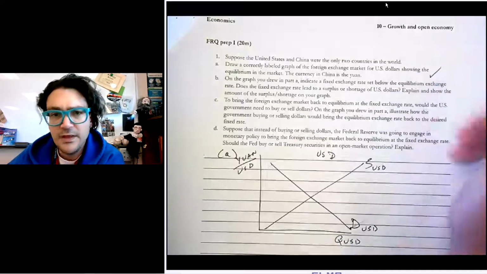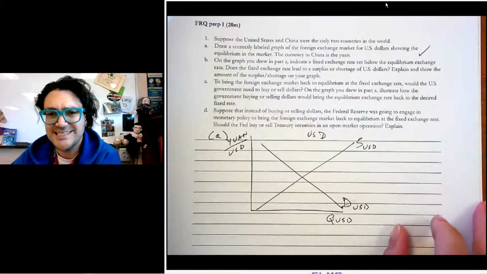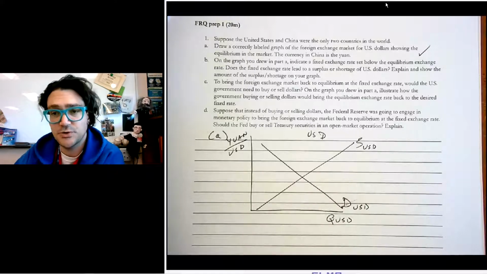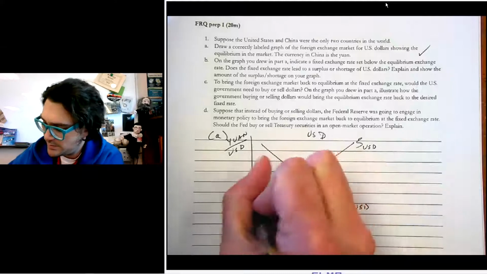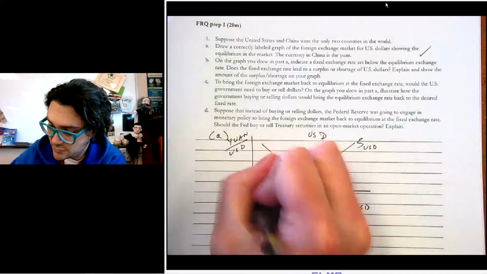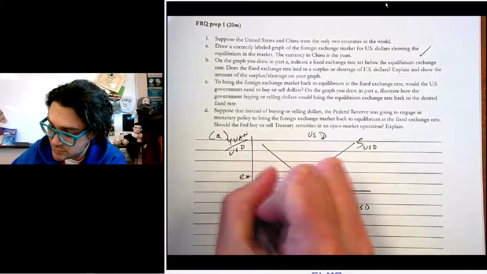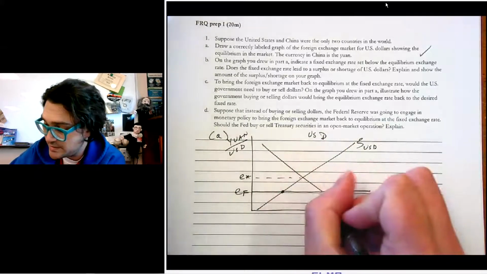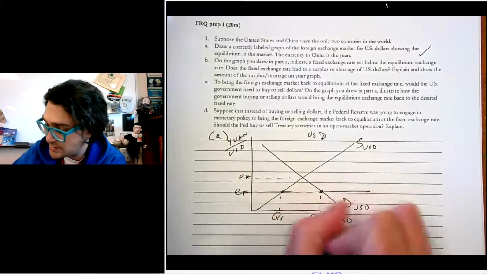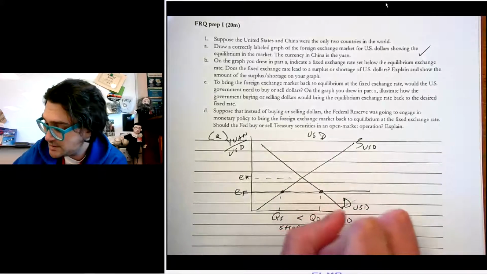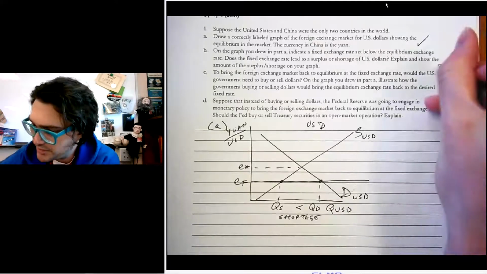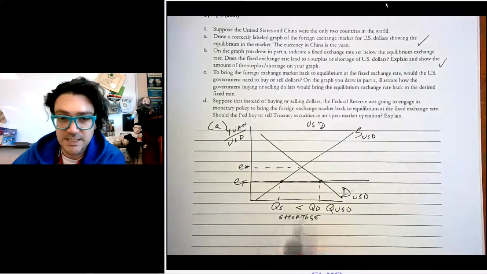That one's done. On the graph you drew in part A, indicate a fixed exchange rate set below the equilibrium exchange rate. Does the fixed exchange rate lead to a surplus or shortage? Explain and show on your graph. So if it's below, then that's the equilibrium, and then that's, we'll just say EF, the fixed rate. And we know that if the quantity demanded is larger than the quantity supplied, we call that a shortage. Okay. And so that's the explanation.